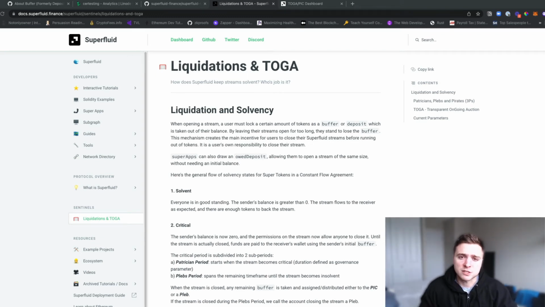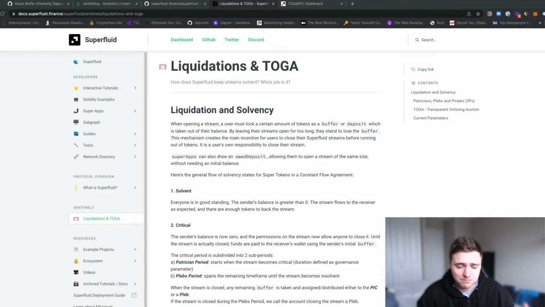I help lead developer experience here at Superfluid, and today I'm really excited to be bringing you a new piece of content all about keeping the Superfluid protocol solvent. So today what we'll do is we'll walk through, one, why we need to keep the network solvent in the first place, two, how this solvency mechanism actually works in detail. We'll spend a lot of time looking deep into it. And then three, I want to walk through how you can participate.